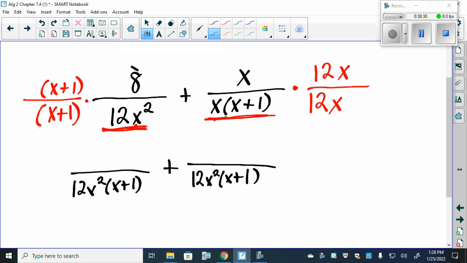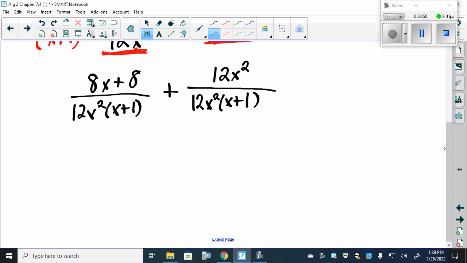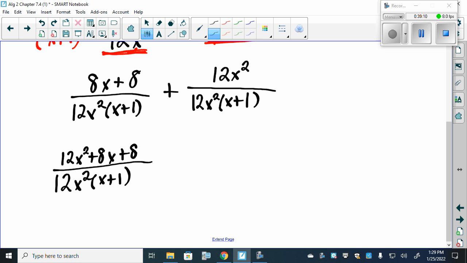Now the numerators, here we're going to multiply through by 8. 8 times x is 8x, plus 8 times 1 is 8. Over here we're going to have 12 times x, which is going to be 12x squared. Now we can add these together. And again, just like the previous one, we don't have any like terms, so we can just add them together, which would give us 12x squared plus 8x plus 8.